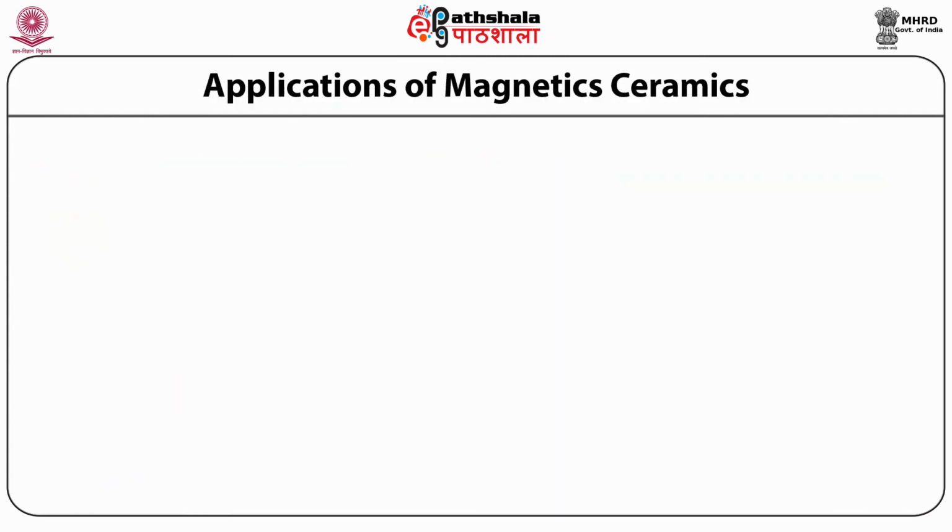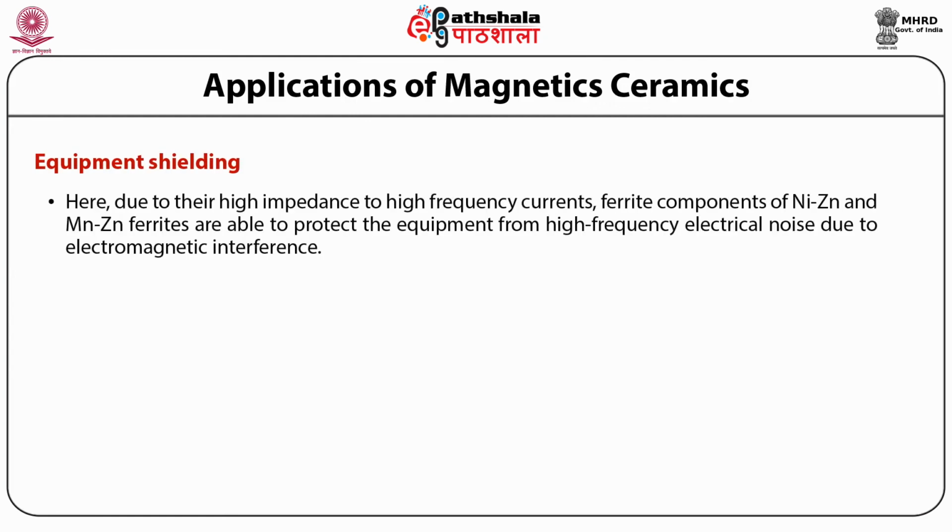Next application is equipment shielding. Here, due to their high impedance to high frequency currents, ferrite components of nickel zinc and manganese zinc ferrites are able to protect the equipment from high frequency electrical noise due to electromagnetic interference.